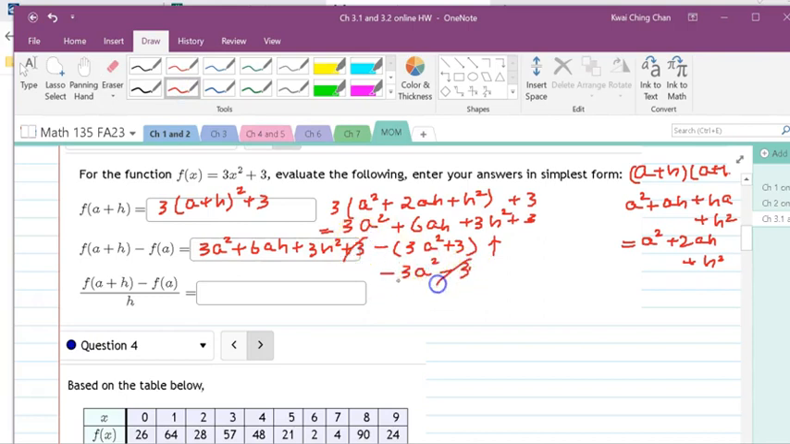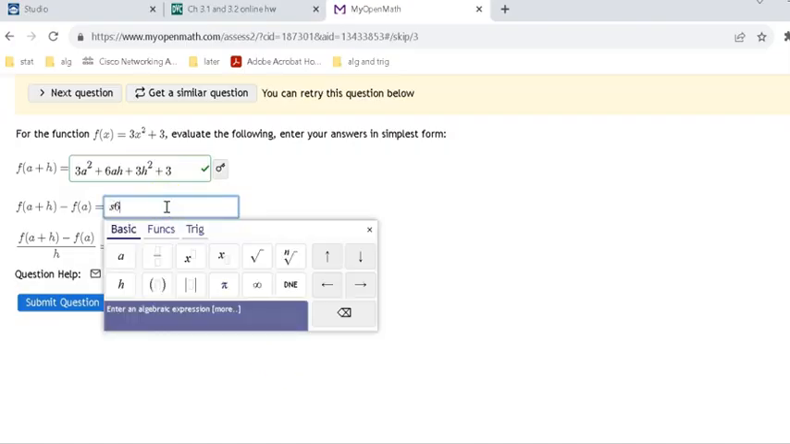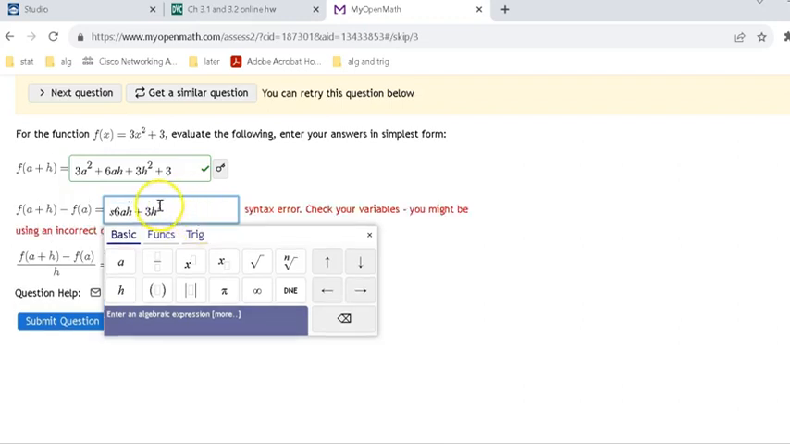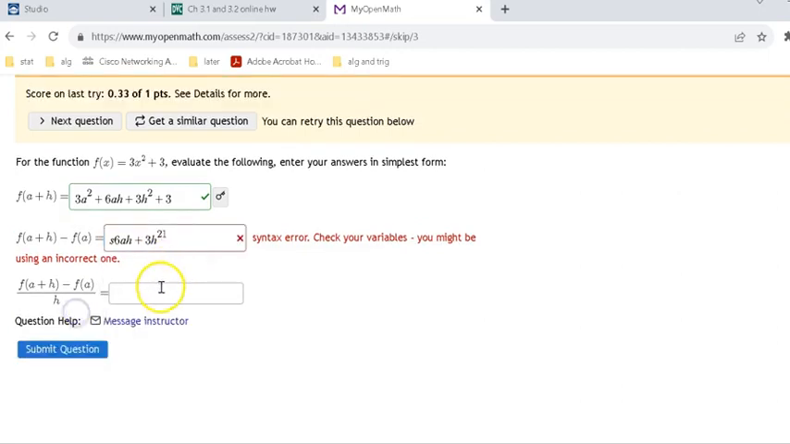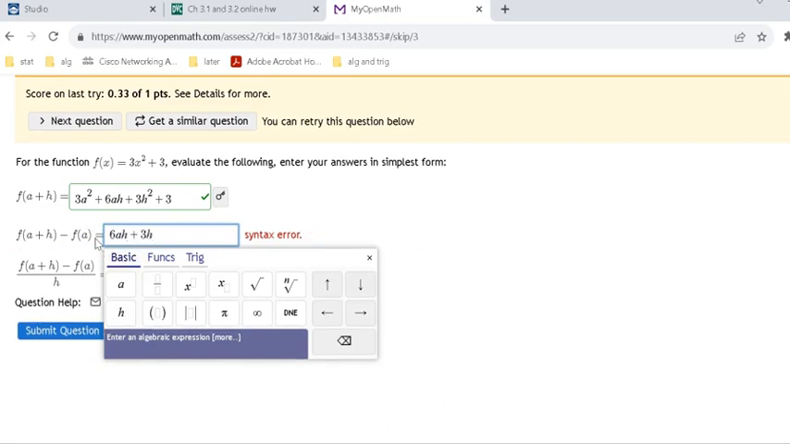So the plus 3 and minus 3 cancel, the a and a cancel. So I end up having 6ah plus 3h squared. The 3 cancel, so only 6ah plus 3h squared. 6ah plus 3h squared.